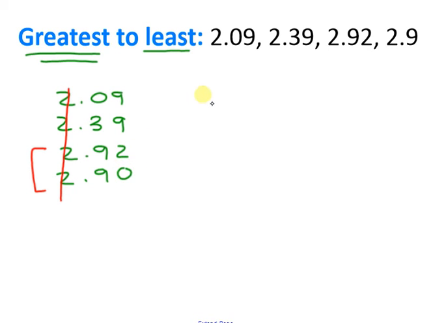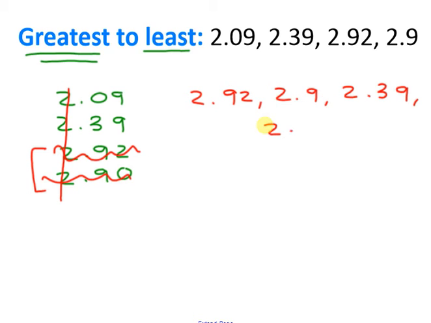So that's going to be this 2.92. So that's done. Then this one is next, 2.9, because I added the 0 on the end. Now, what's the next greatest? 2.39 and then 2.09. So by lining them up, it really helps you figure it out quicker.